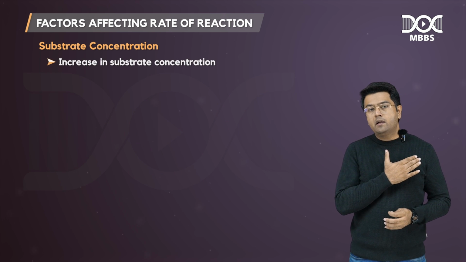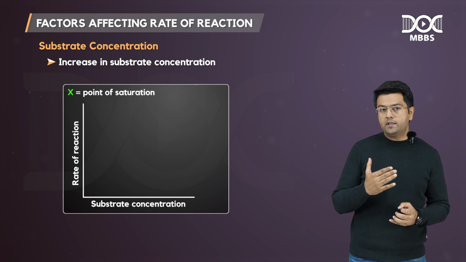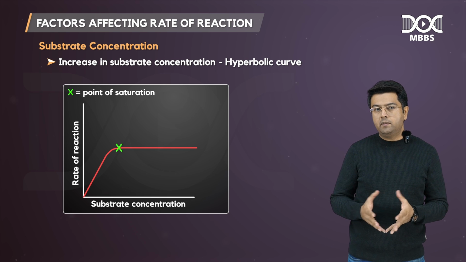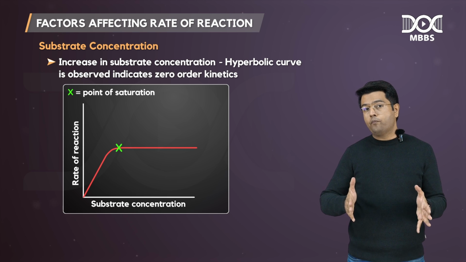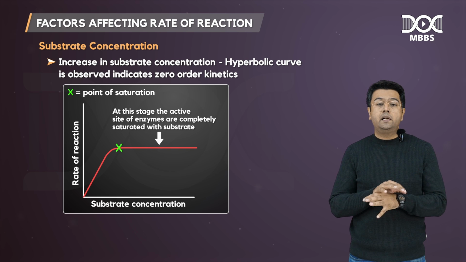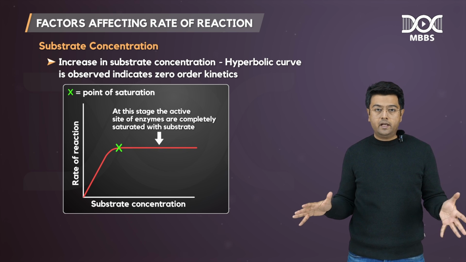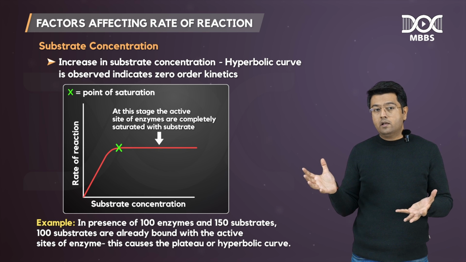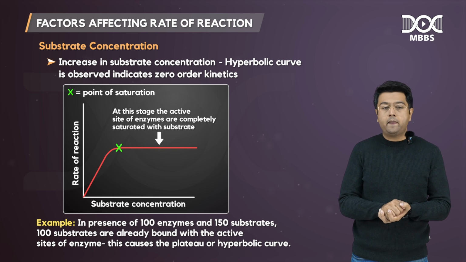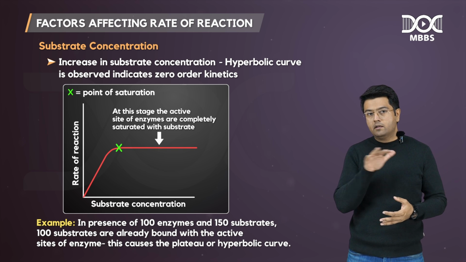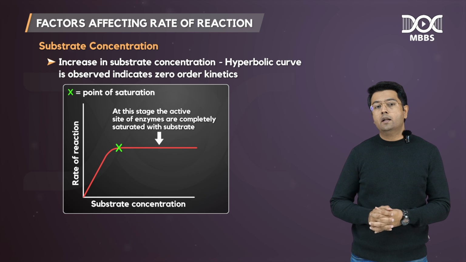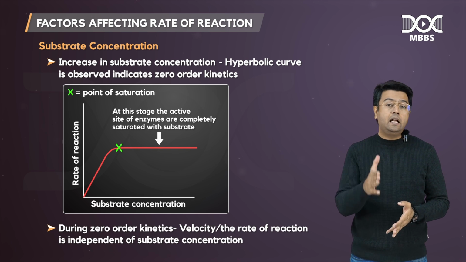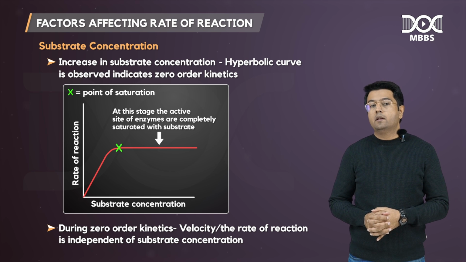Okay. Now when we are increasing the substrate concentration, as you can see, there is a hyperbolic curve, right? So guys, this hyperbolic curve simply means it's zero order kinetics. That means now the active sites of enzymes are completely saturated with substrate, right? Suppose I had 100 enzymes and now I have 150 substrates. So all the 100 enzymes are already bound to the substrate at the active site. So this may cause the plateau or the hyperbolic curve. So that is zero order kinetics. That means now the velocity or the rate of reaction is independent of substrate concentration, right guys?